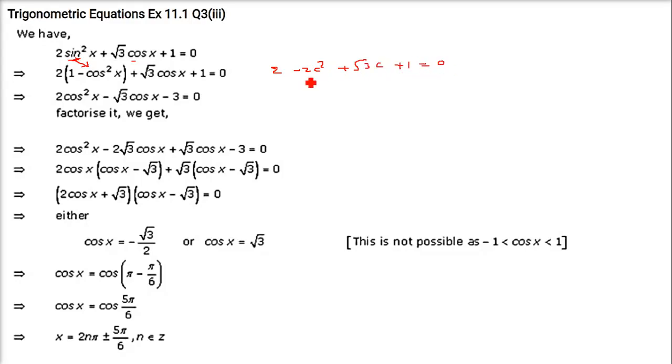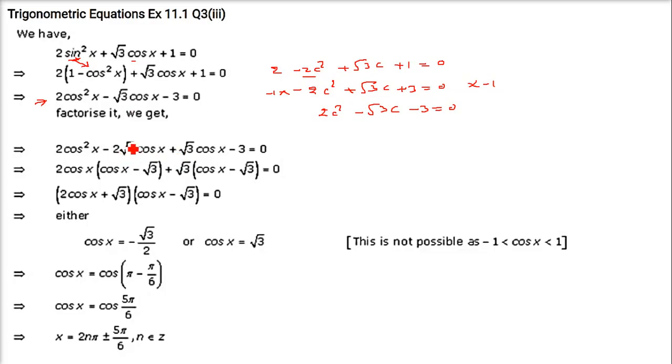So you get a 2 cos square and this is root 3 cos and 2 plus 1 is 3. Now multiply both sides by minus 1. So you get 2 cos square minus root 3 cos x minus 3 equal to 0. So this is your quadratic equation. Now you can write this root 3 as minus 2 root 3 plus root 3.